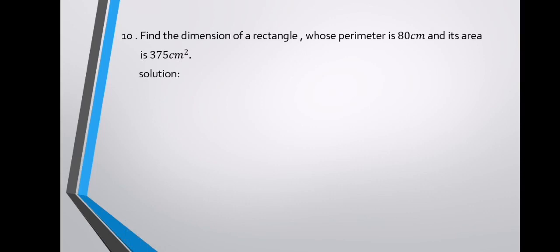Question number 10 is find the dimension of a rectangle whose perimeter is 80 cm and its area is 375 cm square. Dimension of a rectangle means we are going to find out its length and its width. So let the length of the rectangle be x, its width be y.